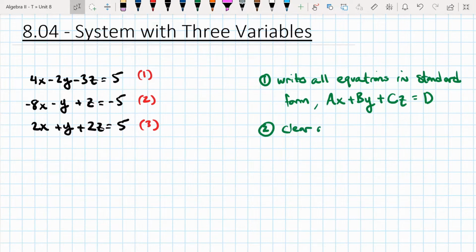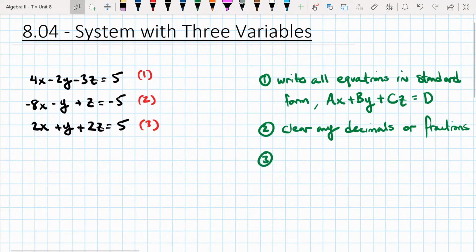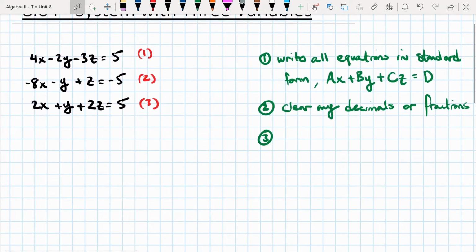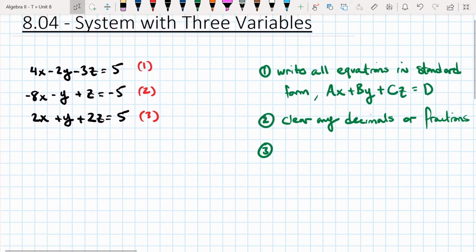Step number 2, clear any decimals or fractions. For example, and this is going to make life a lot easier, if I had a 1/2 somewhere, multiply the whole thing by 2. That way you get rid of the 1/2 and you don't have to deal with fractions. If you can avoid using fractions, do it. Steps number 3, 4, and 5 are the most important here. We already have these written in standard form, and there aren't any fractions.